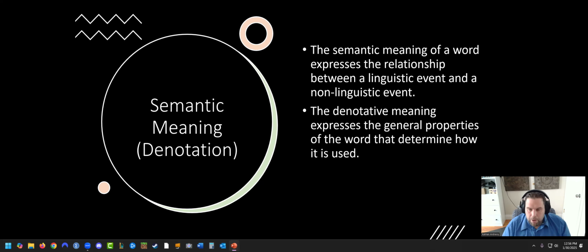So, for example, the word might be a chair, and it denotes something that you ultimately sit on, as an example, right? So the denotative meaning tries to express the general properties of the word that determine how it's used. And in some cases, you have very clear cut meanings, really clear cut definitions that make it very easy to understand the concept that is being conveyed.